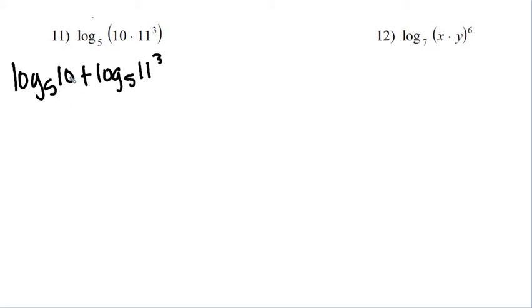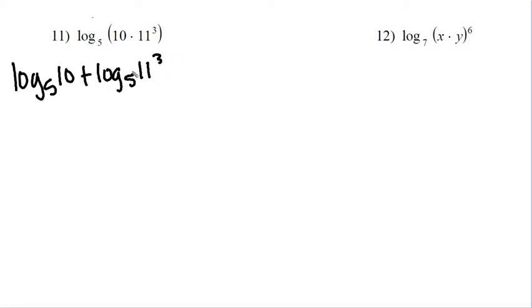5 to no power is 10. Don't get divisibility rules confused with these exponential rules that we're using with logarithms. 10 is divisible by 5, but 5 to no power is 10. So 5 to the first is 5, and 5 squared is 25. So we bypass 10 in whole numbers.